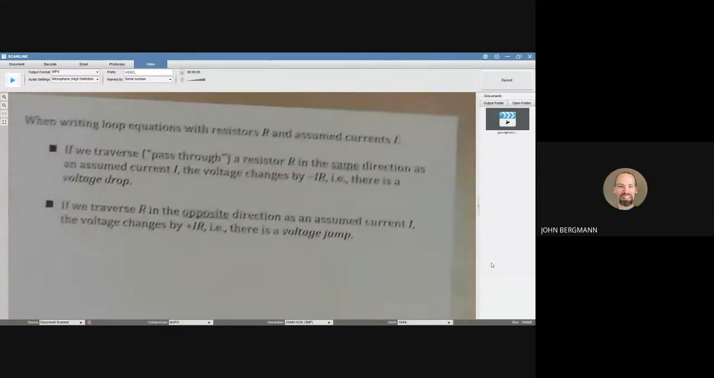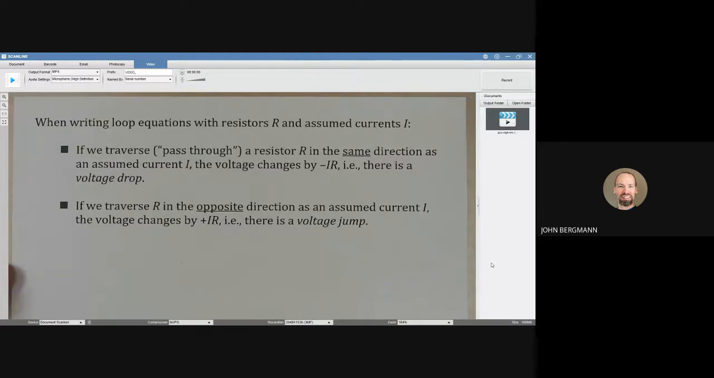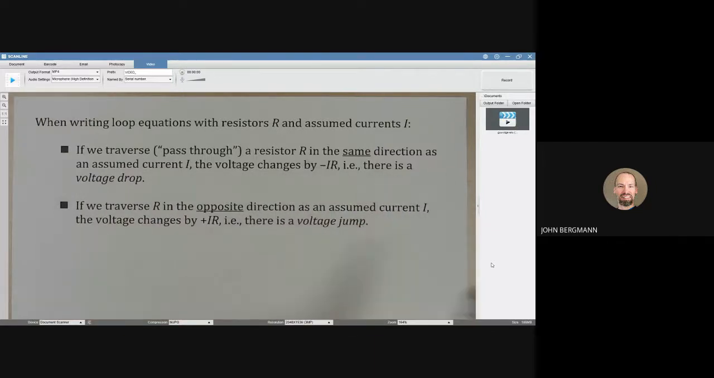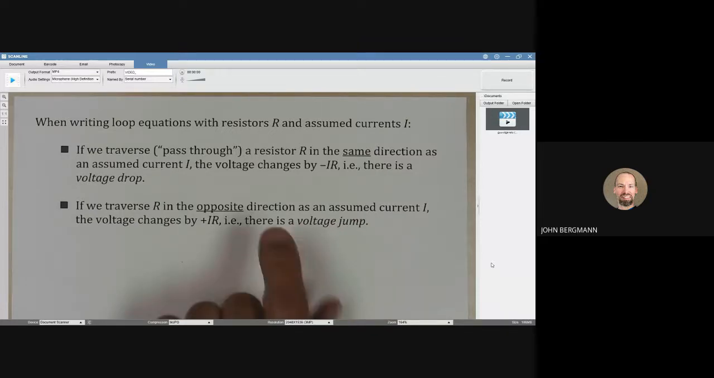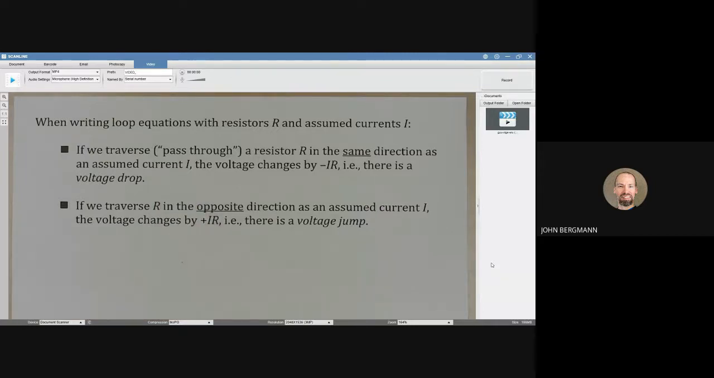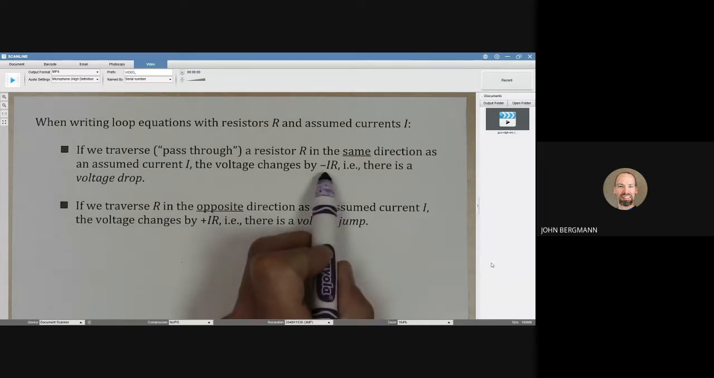A little more background before we get into actually doing one of these. When writing loop equations with resistors and assumed currents, if we traverse or pass through a resistor in the same direction as an assumed current, the voltage changes by minus IR. In other words, there is a voltage drop. What we have here are two things happening. We've assumed that there's a direction that the current is traveling. That's one thing. And then we are now going around the circuit, making a loop around. And if we happen to be traveling in the same direction that our assumed current is pointing, then whenever we go through a resistor, we have to go minus IR.